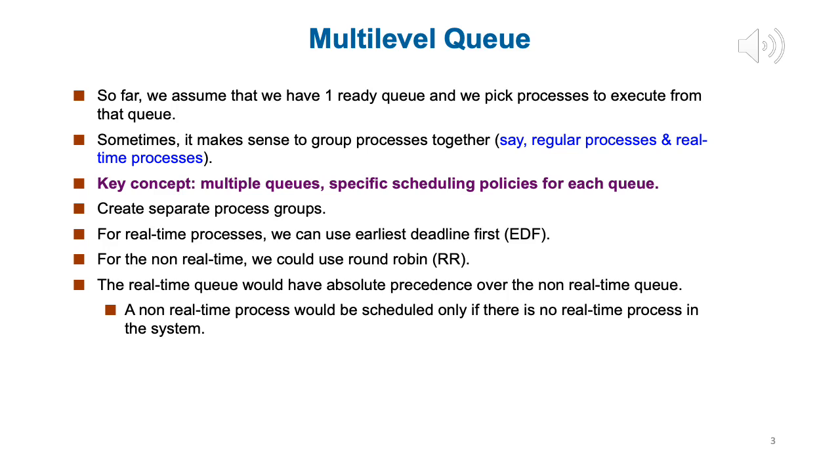Because if you use round robin, real time may not work. If you use real time, it may not be beneficial for regular processes. So the best way is to separate them, create separate ready queues, and then apply a specific algorithm to each queue. Okay, so this is a multi-level queue.